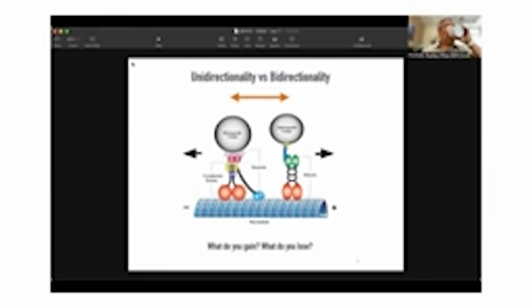Sir, I was wondering, bidirectionality is one molecule moving in two directions, no? And unidirectionality is two molecules, but they move in one direction each. Yes. So everything is not going left to right. Some will be going left to right, some will be going right to left. So they'll be going in both directions. Yes.